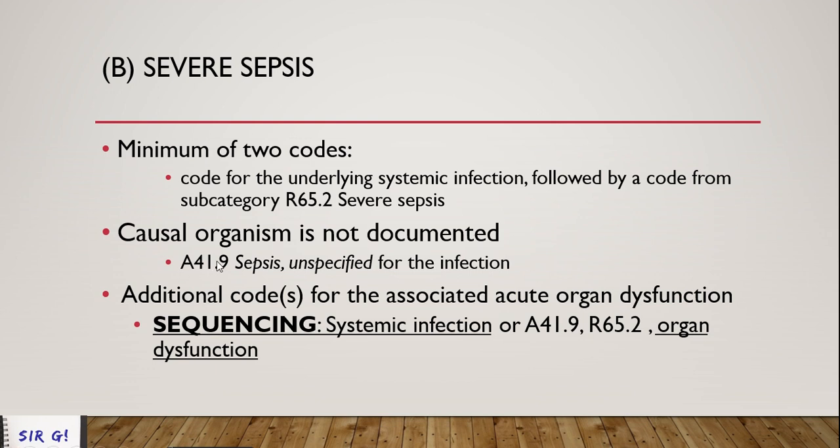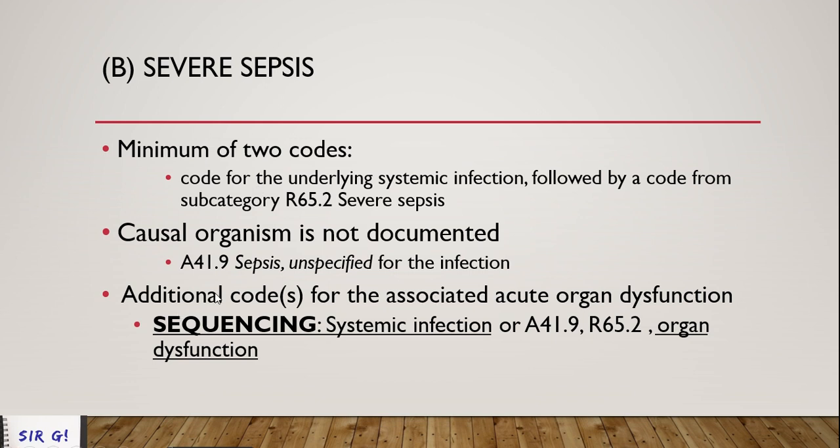So, causal organism is not documented. Here's your sequencing. Okay? If the causative agent is not yet specified, meaning the organism that caused the sepsis is not yet identified or specified, you need to use first the A41.9.